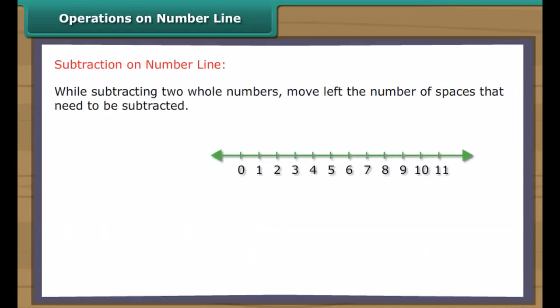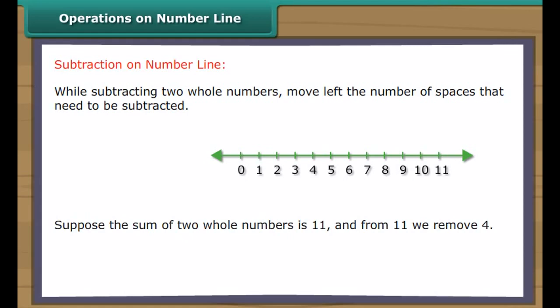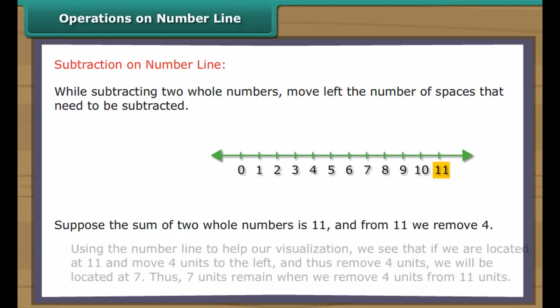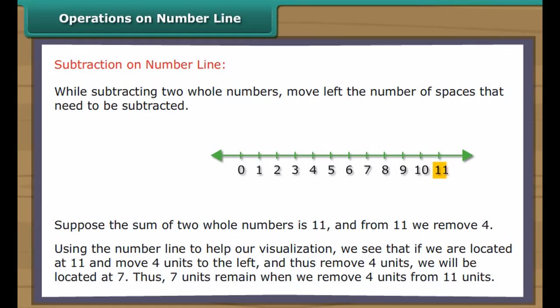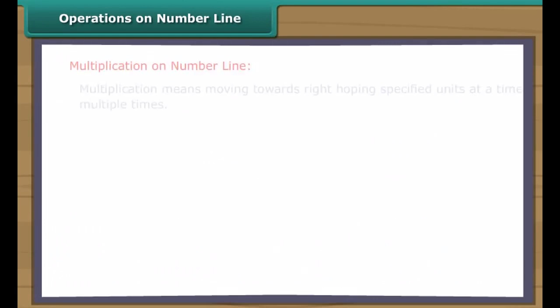While subtracting two whole numbers, move left the number of spaces that need to be subtracted. Suppose the sum of two whole numbers is 11 and from 11 we remove 4. Using the number line to help our visualization, we see that if we are located at 11 and move 4 units to the left, and thus remove 4 units, we will be located at 7. Thus, 7 units remain when we remove 4 units from 11 units.